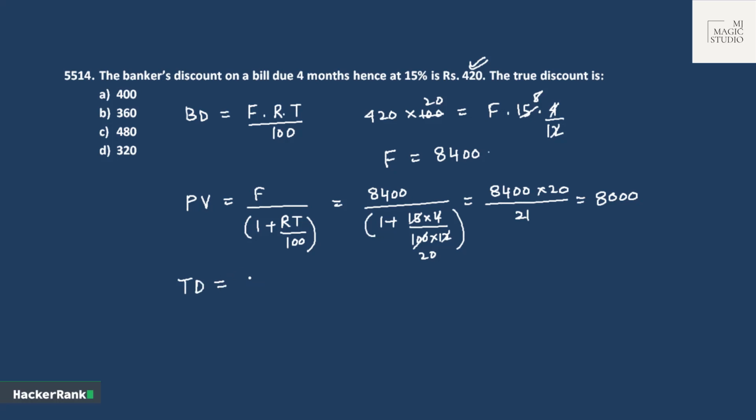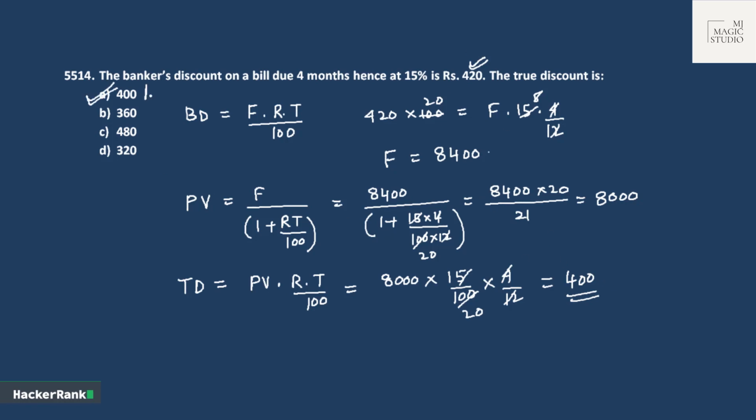True discount is simple interest on the present value. Present value into RT by 100. So that is 8000 into 15 by 100 into 4 by 12. That would be 400. So if banker's discount is 420, true discount is 400, option A is the pick.